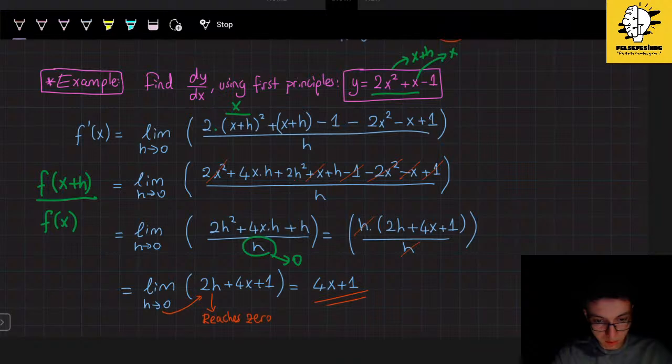So we have to get rid of that h here. This is the important part. And actually, we can get rid of it by taking the common factor of this equation in the numerator. And when we do it, we are left with 2h plus 4x plus 1. And we know that h is approaching 0, so this will be 0. And x is not approaching something, so we know that it is 4x plus 1 at the end. And when you check it, it's actually correct by using the rules of differentiation.